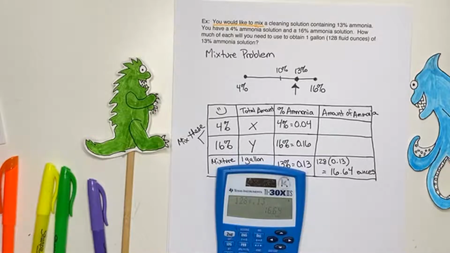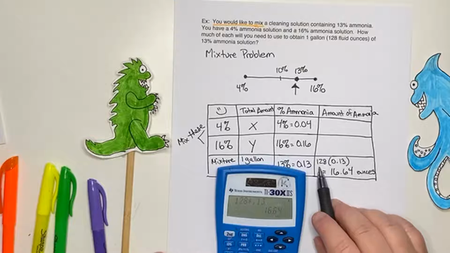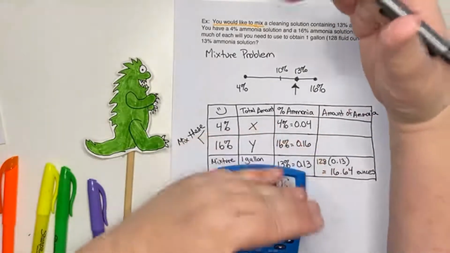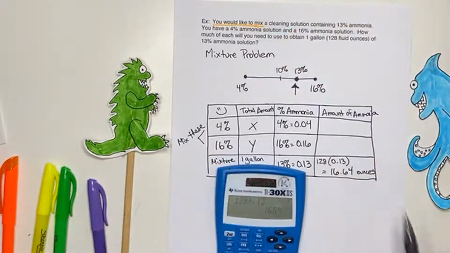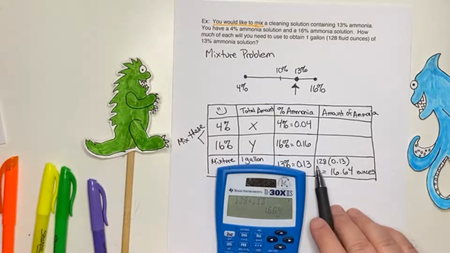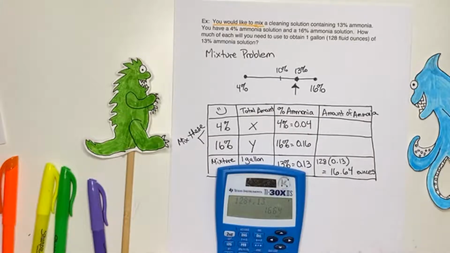And what does that mean? Well, that means that out of the 128 ounces, right, this thing is a big jug of cleaning solution, only 16 ounces of that is pure ammonia. The rest of it is whatever we added. It doesn't tell us anything about the solution, so I don't know what we added to the ammonia, but whatever it is, it's the rest of it. So what is that? That's like 111 ounces of just something else.